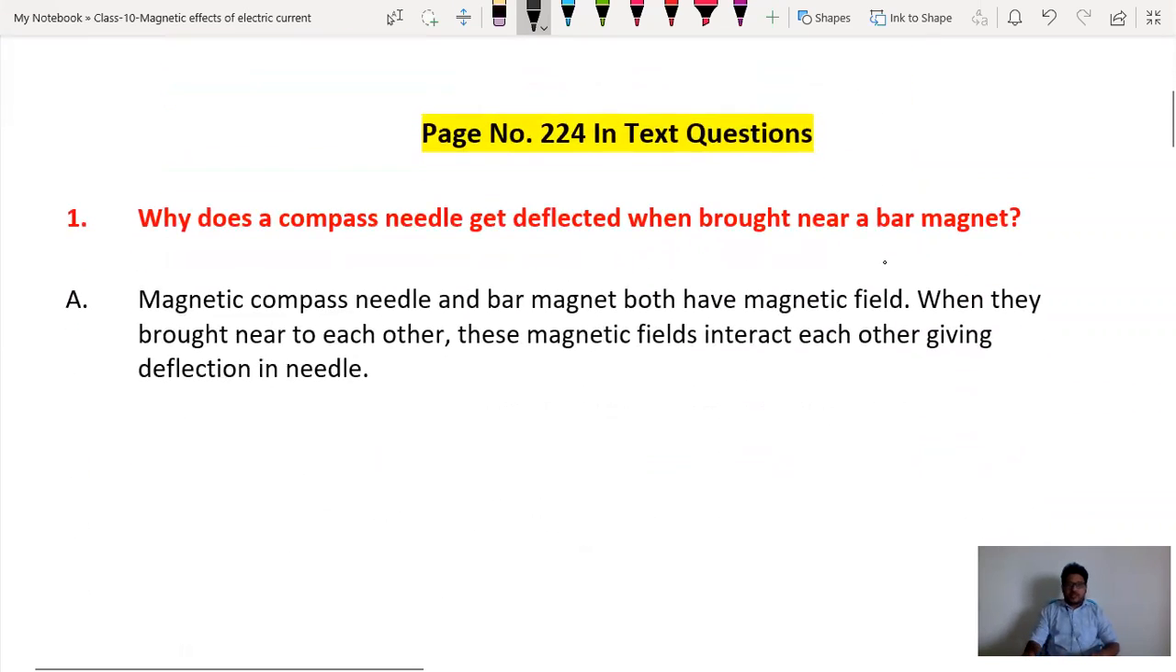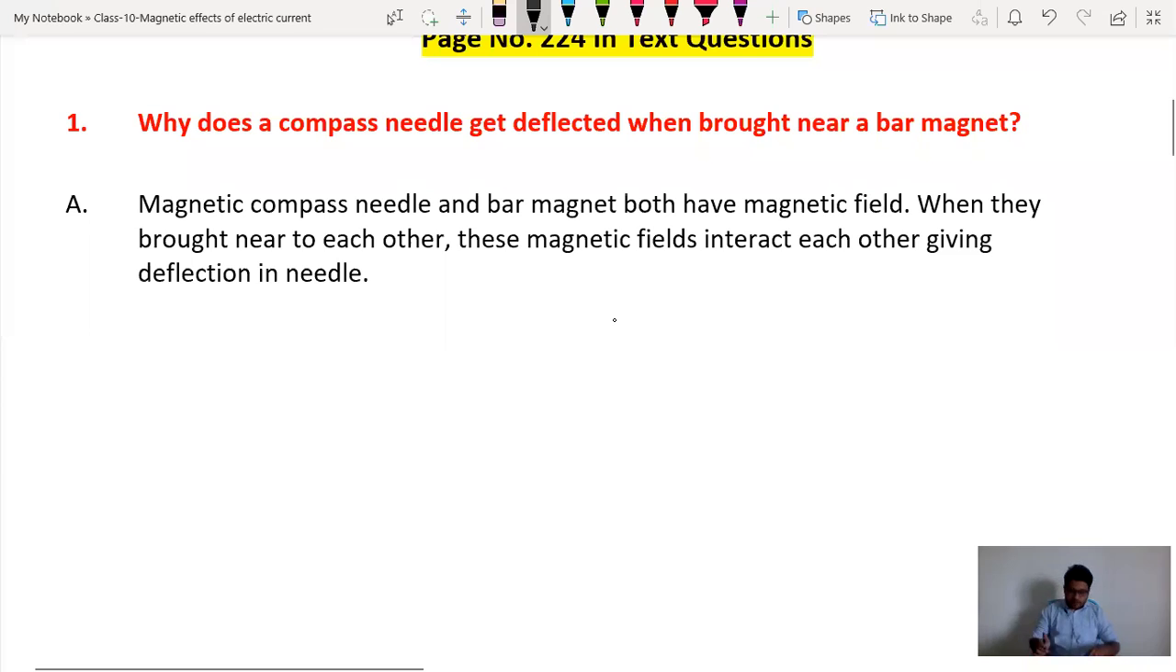Well, coming to the first question in 224 in-text questions, we have a question. Why does a compass needle get deflected when brought near a bar magnet? Whenever they ask this question, you need to analyze that we have one bar magnet and we have one compass needle. Bar magnet has magnetic property. Compass needle has magnetic property. Whenever a material has magnetic property, or if it is a magnet, definitely there will be magnetic field.